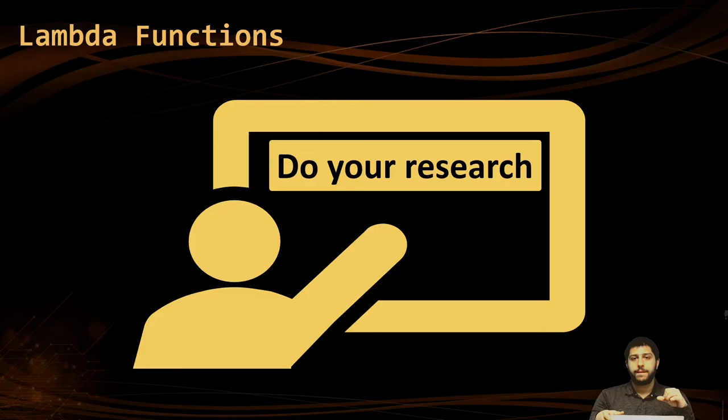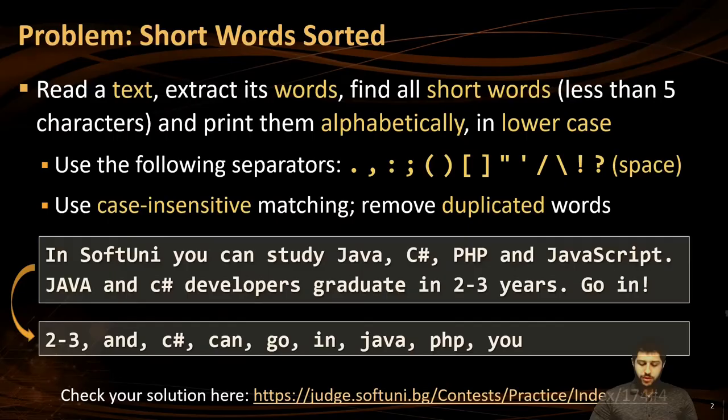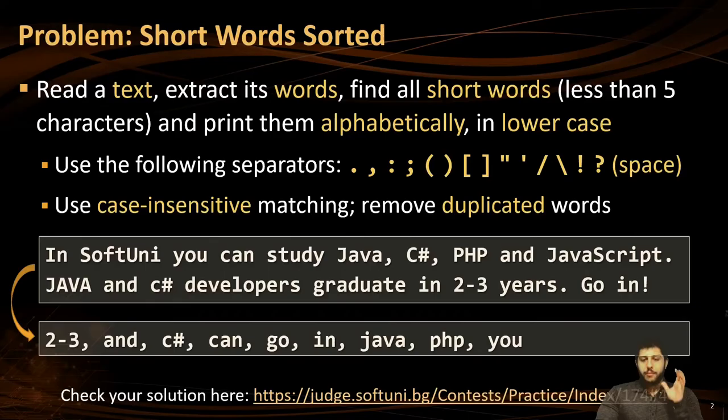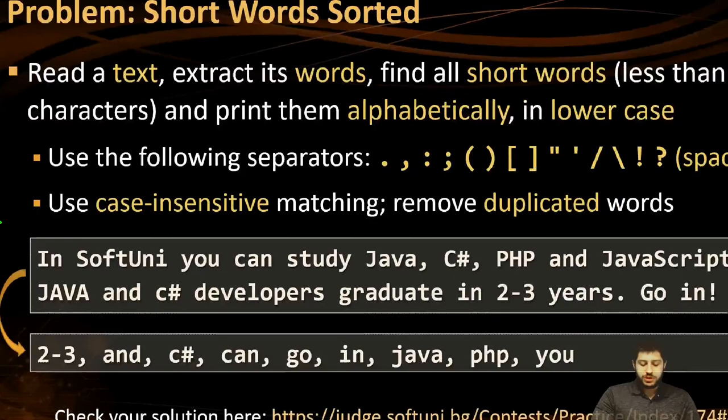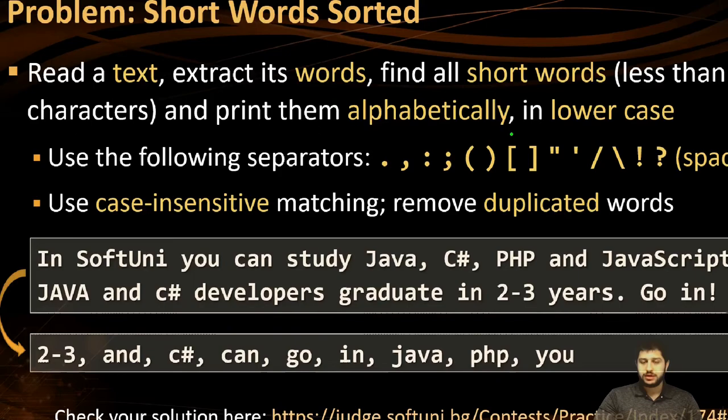It is time that we solve a problem related to lambdas and LINQ. Now, the problem that we are going to solve is called short words sorted. The main idea of the problem is that we have a text that is going to be supplied to us. We need to remove every duplicated word. We need to sort them alphabetically. This means in ascending order, alphabetically. We need to find all short words that are less than 5 characters.